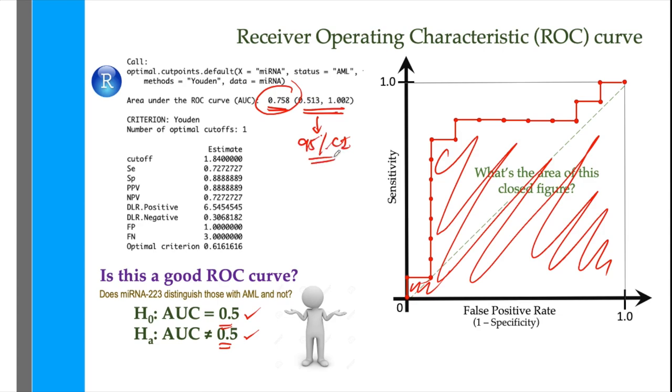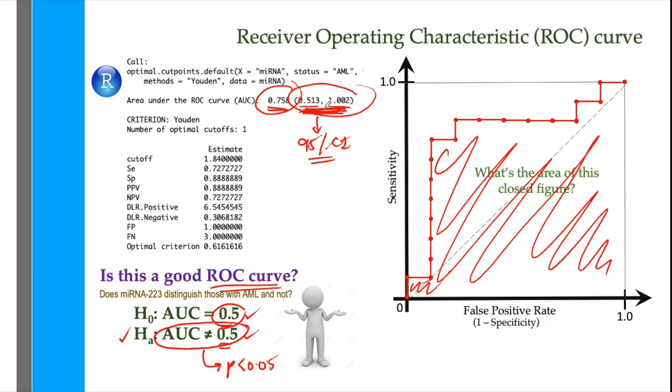Now, if that 95% confidence interval includes 0.5, then that shows that the p-value is greater than 0.05. However, in this case, as we can see, the 95% confidence interval does not include 0.5 since it's 0.513 to 1.00. So in other words, it does not include 0.5. So there is sufficient evidence to claim in favor of the alternative hypothesis. So in other words, our p-value here is surely less than 0.05. So to answer if this is a good ROC curve, or does the miRNA-223 distinguish those with AML or not, the answer is yes, because we claim in favor of the alternative. So to answer if this is a good ROC curve, again, all you have to do is to take a look at the 95% confidence interval.